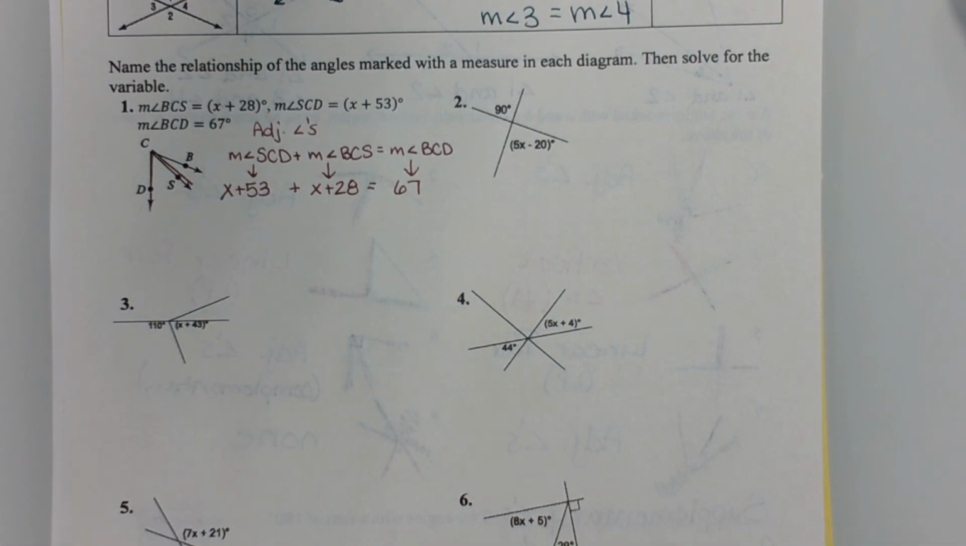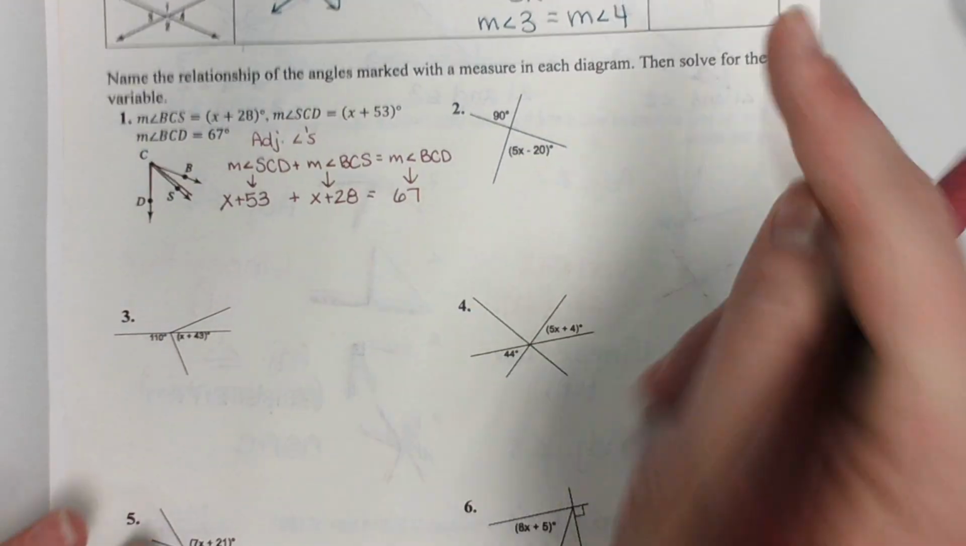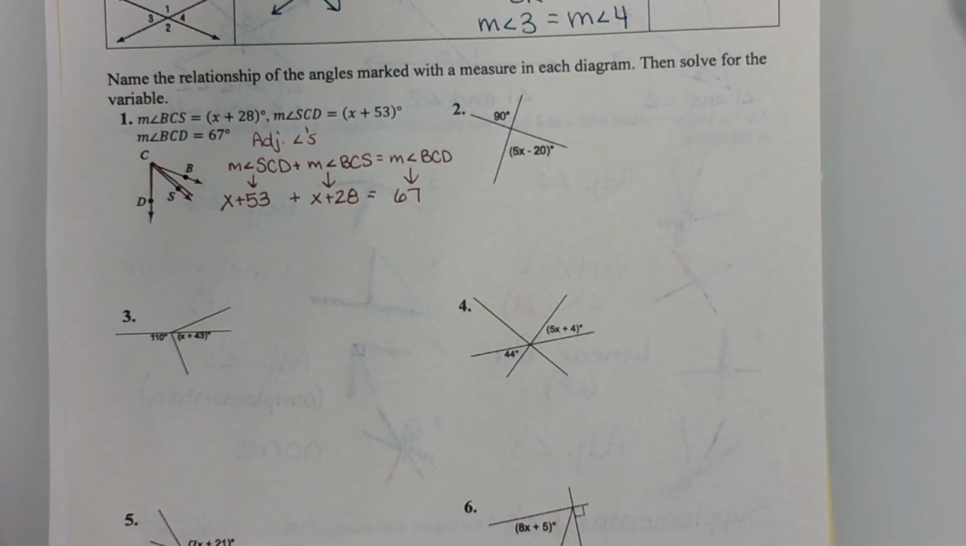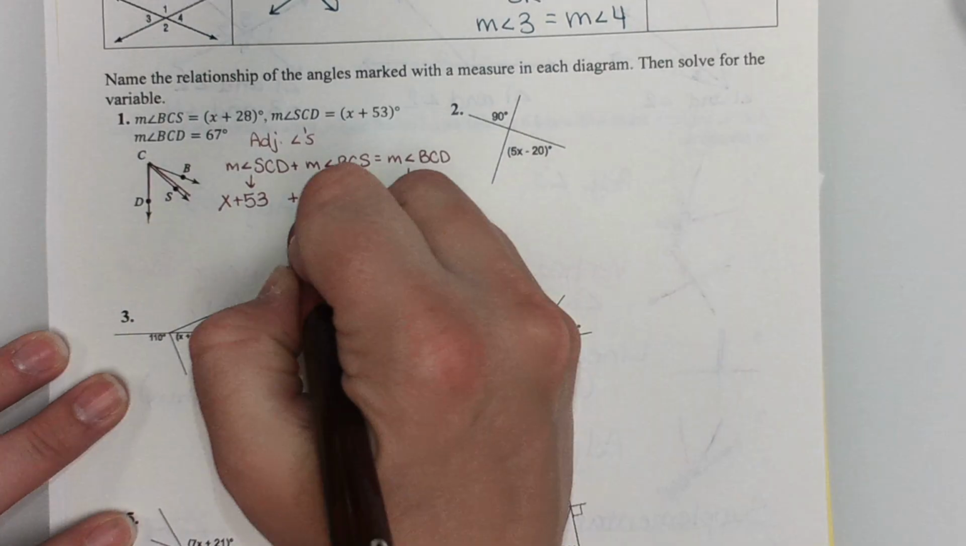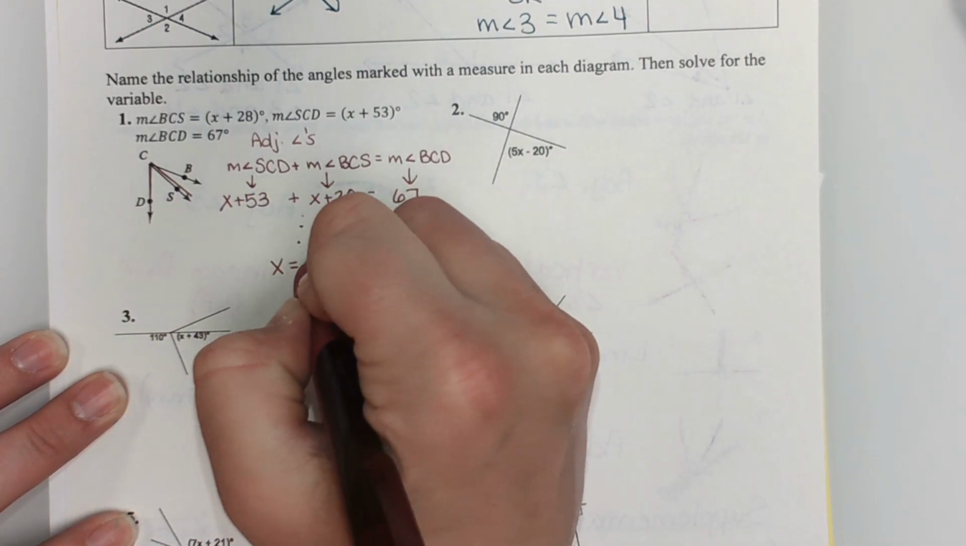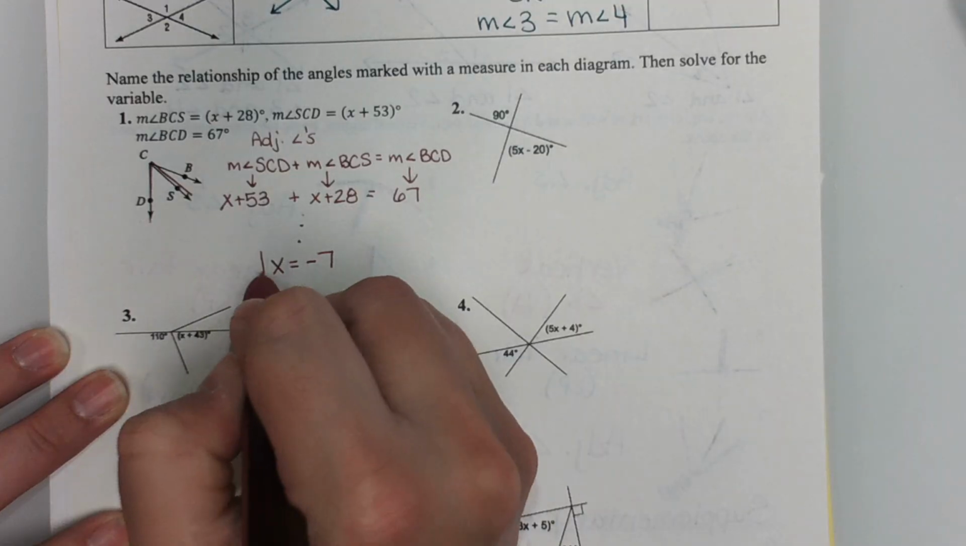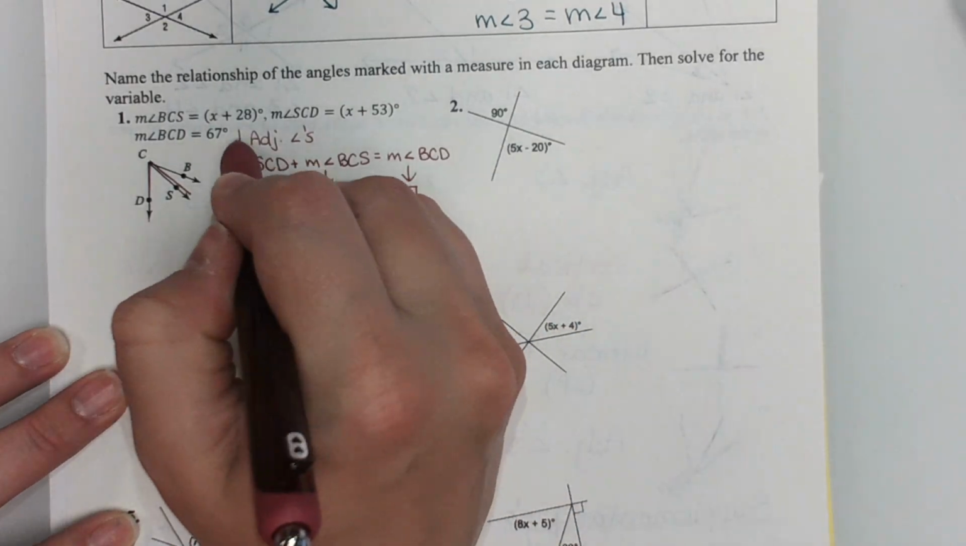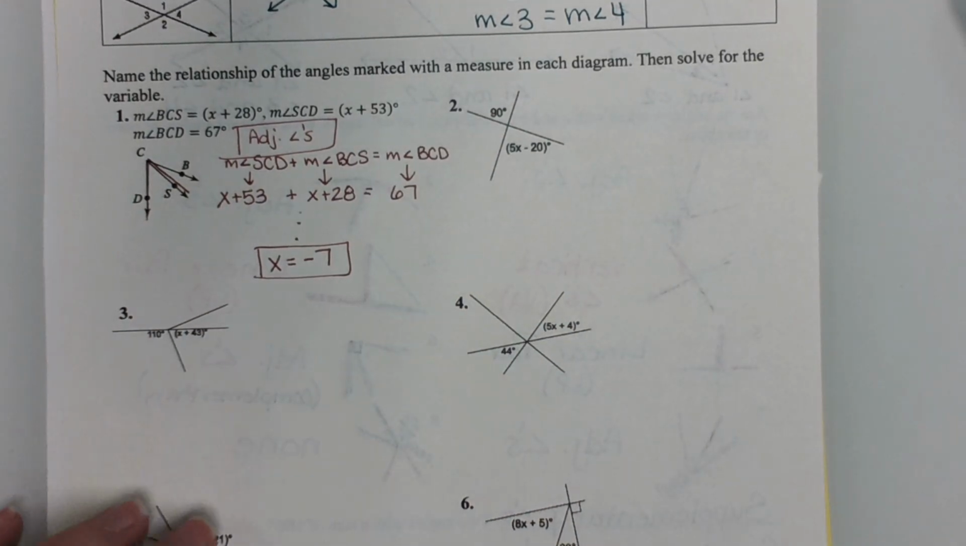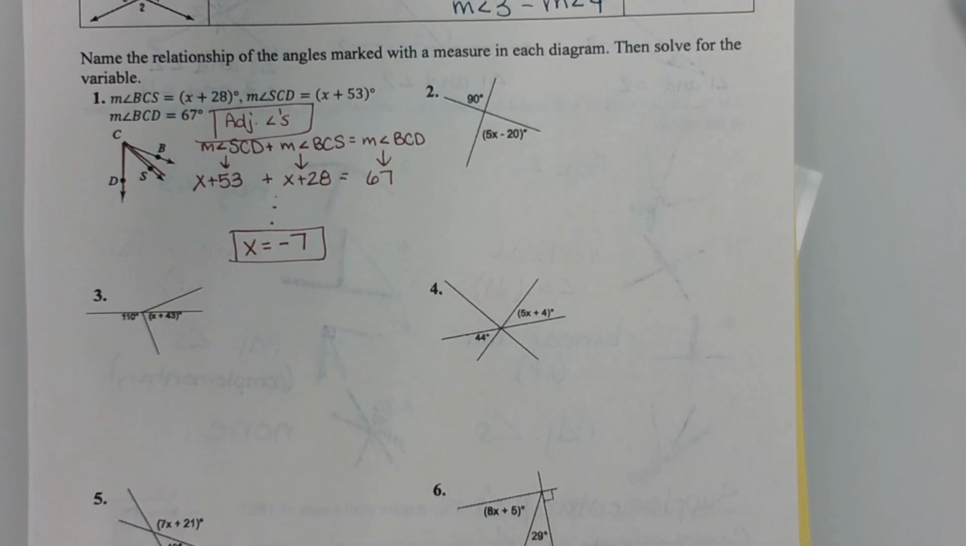And then we would solve because it says name the relationship and then solve for the variable. The variable in this case being x. In this case, x would be -7. I'm just quickly going through that math for you on this one. So identify the angle pair and do the math with it that it requires. Adjacent angles require part plus part equals whole.